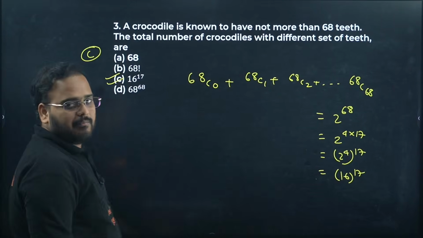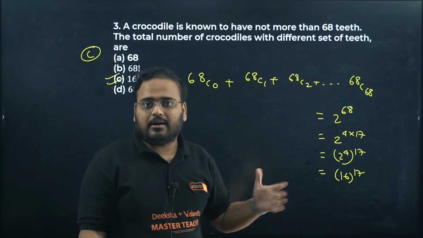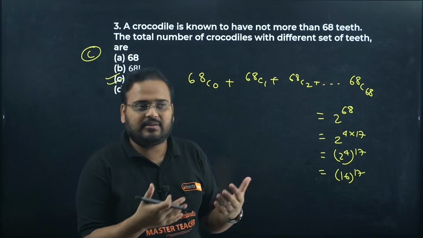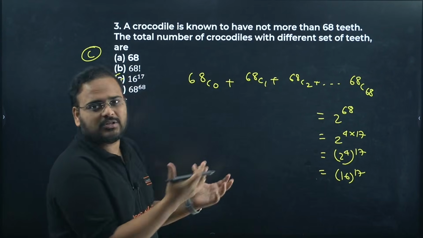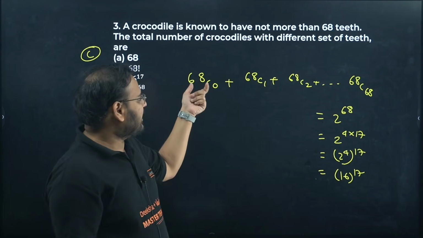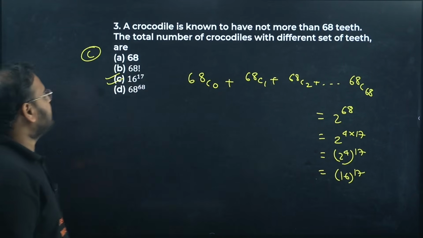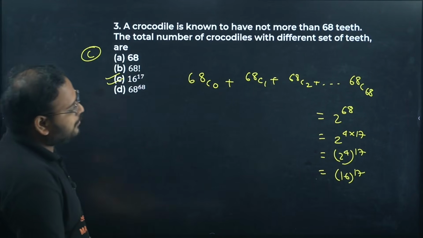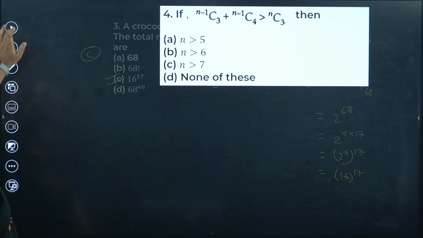Option is C, because I can have a crocodile with no teeth. Of course, it depends upon the condition. If it doesn't have any teeth, he can't eat anything. He'll die soon. But let's not get into the specifics of biology. Let's look into the mathematics side only. So I can have a crocodile with 0 teeth all the way till all the teeth. Answer is 2 power 4 power 17. That becomes 16 power 17. Option C is correct.